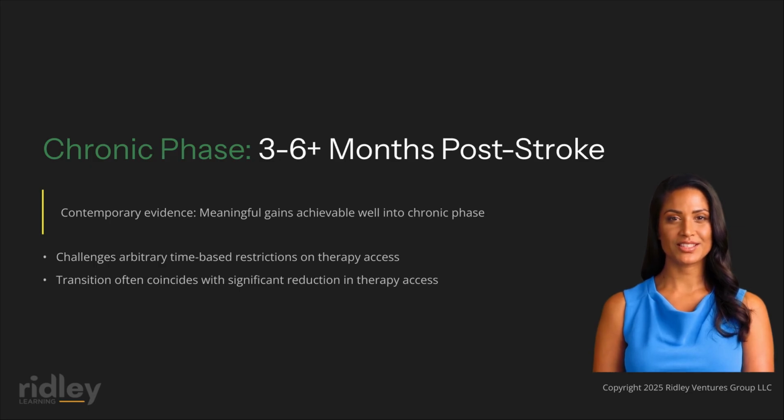Many stroke survivors experience a significant reduction in therapy access upon transition to the chronic phase, despite ongoing rehabilitation needs and potential for continued improvement. Addressing this care discontinuity requires innovative service delivery models, including telerehabilitation, community-based exercise programs, and self-management support interventions that extend the reach of skilled rehabilitation services into the chronic recovery period.